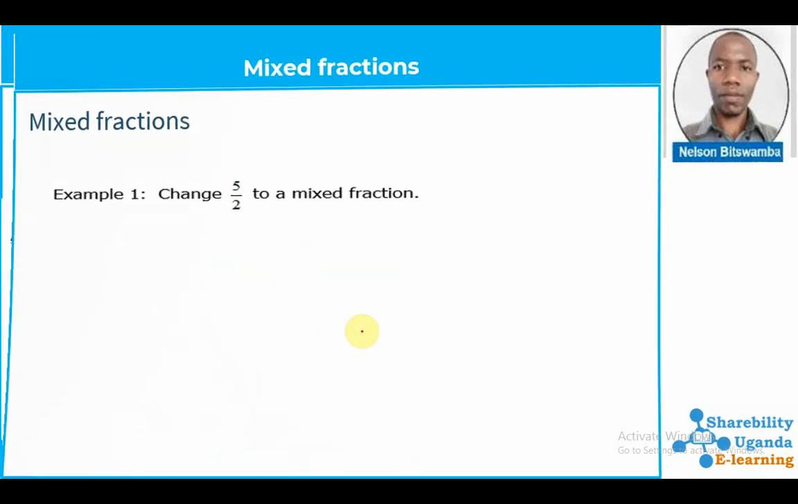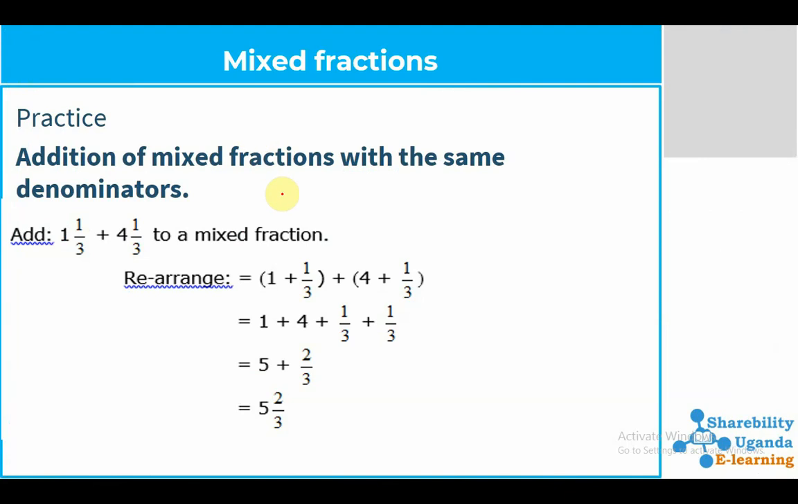Let's go down to another example and see how they deal with that. Now here we are going to deal with addition of mixed fractions with the same denominators. We can see that this is a mixed fraction. We have a whole number here and a proper fraction, so it is mixed. We also have a whole number which is 4 here, and a proper fraction which is 1 out of 3. So they want us to add these fractions.